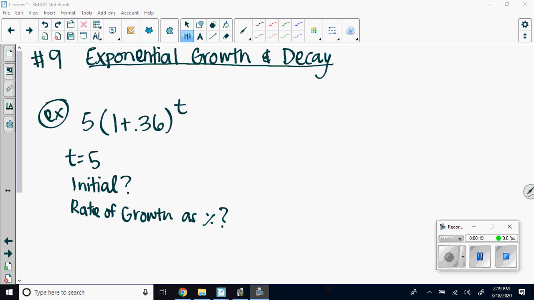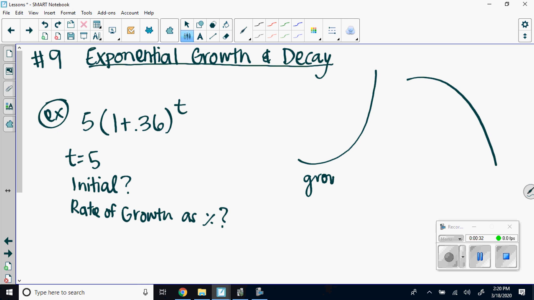So exponential growth and decay is how something grows or decays when it goes in a slope like this. So it can look like that or like this. This is a growth, and this is a decay. You can see it's growing or it's decreasing.